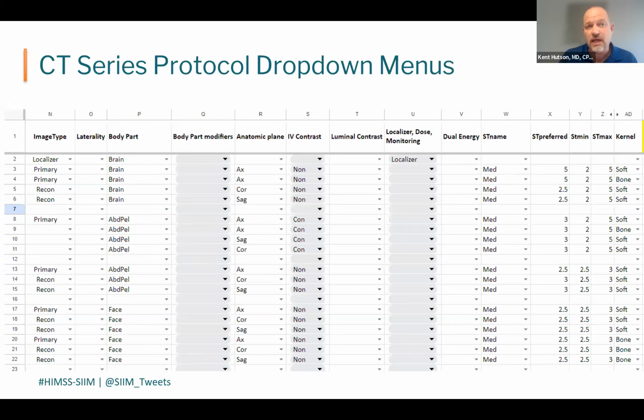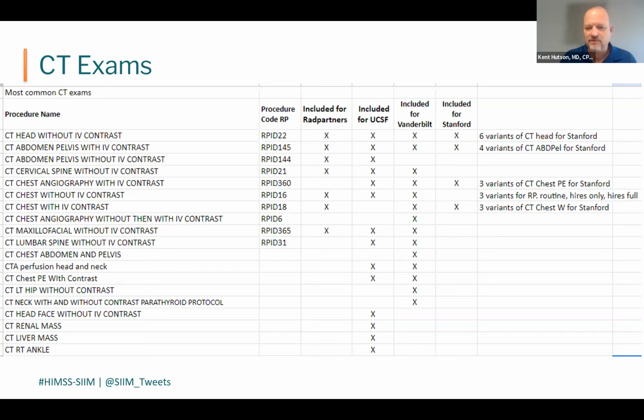So if you want to enter in a CT protocol, you would go to this page, and for each row, it represents a series, and you just click on the body part, on the anatomic plane, whatever the parameter is for that particular protocol, and then magically... forgot about the CT exam.